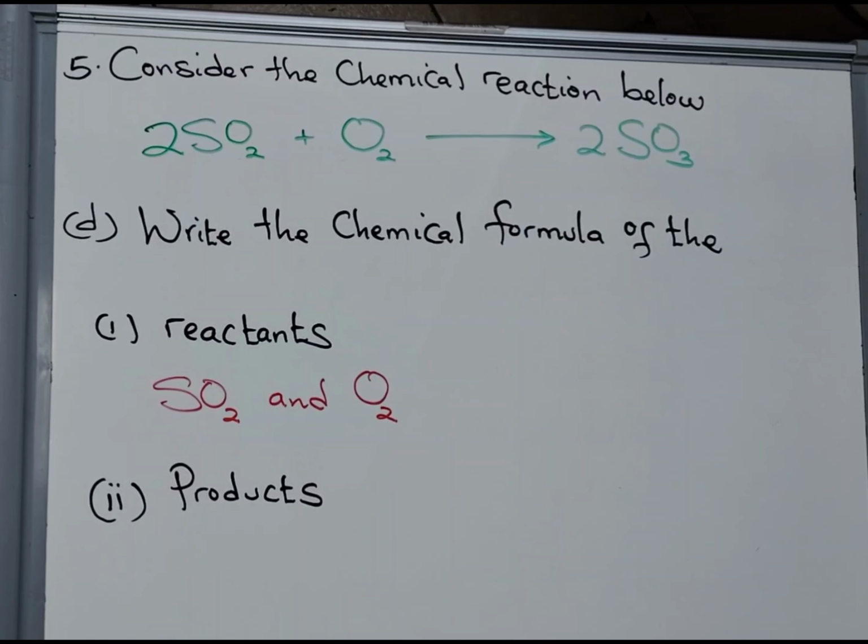Okay, then comes this one. Write the chemical formula of the products. We have only one product where sulfur is attached to 3 oxygen atoms. And what product is that? It is sulfur trioxide, but they want the chemical formula. So it's going to be SO3. We can omit the coefficients.